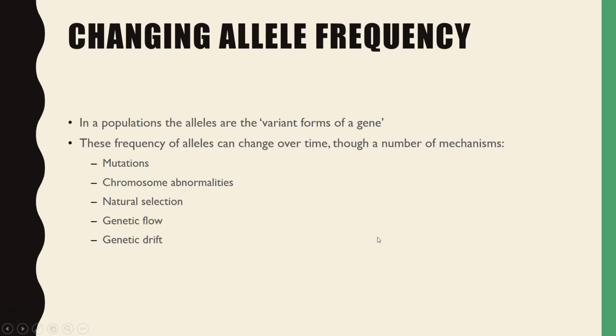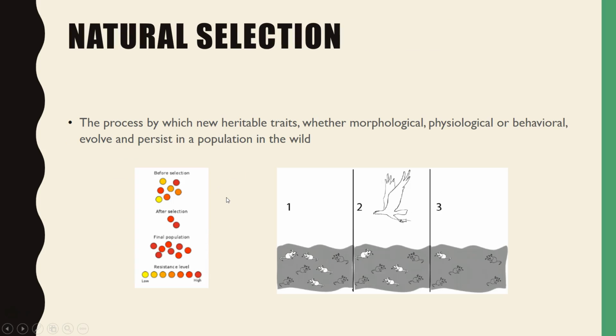So, in a population, we have alleles, which are variant forms of the gene, as we discussed before, and these can be changing over time through a number of mechanisms. We already discussed mutations and chromosome abnormalities, and now today we're going to be talking about how allele frequency can change through natural selection, gene flow, and genetic drift. So, natural selection, well, what is it?